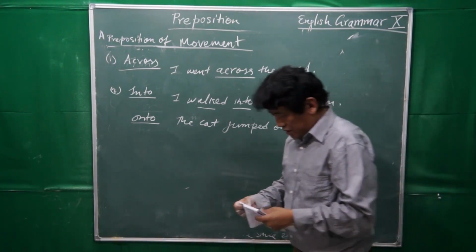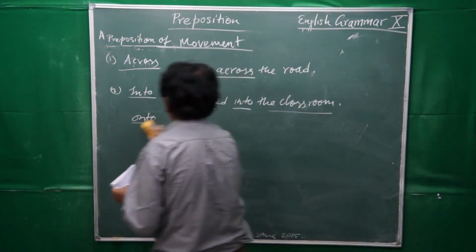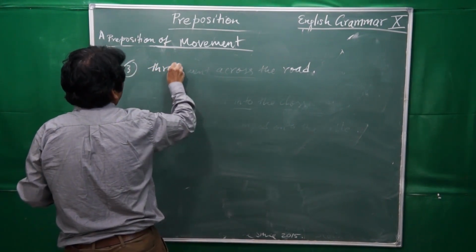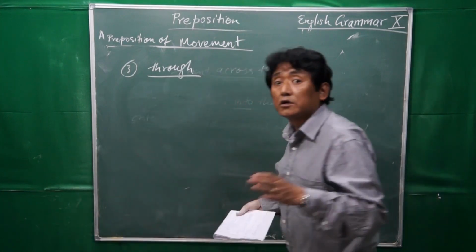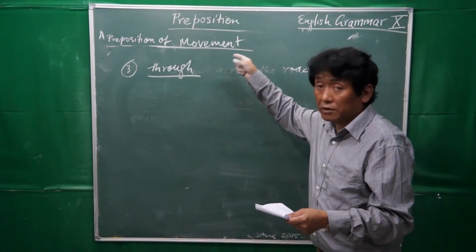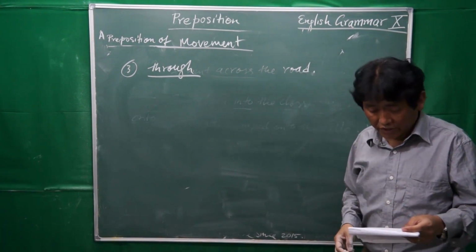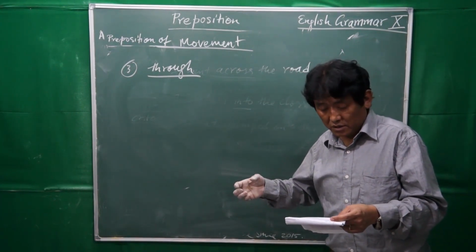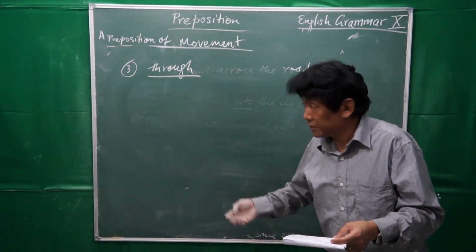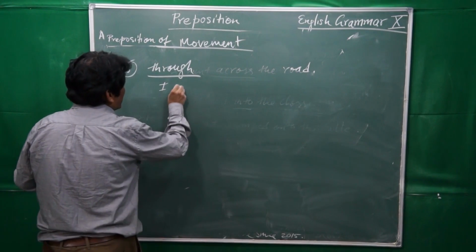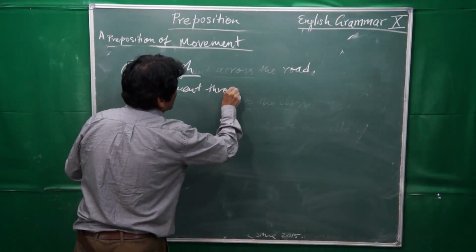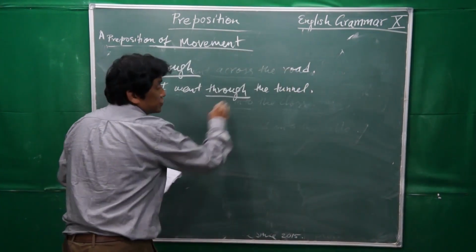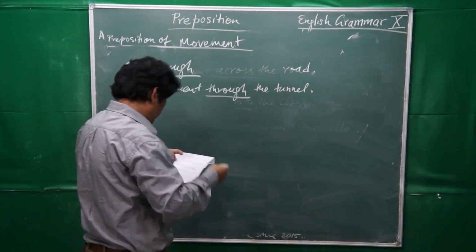Now I have another one, number 3. This is through. Through as a preposition of movement. Now see, through is used to indicate movement from one end of an opening or a passage to the other. Okay? From one end of an opening. Now see, you can say, I went through the tunnel. I went through the tunnel, inside the tunnel.